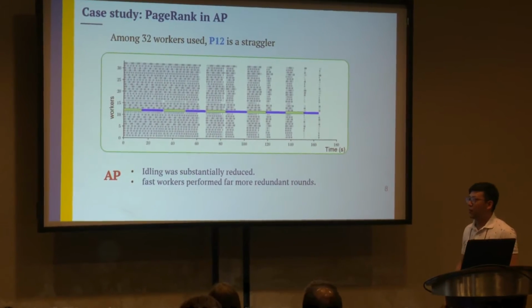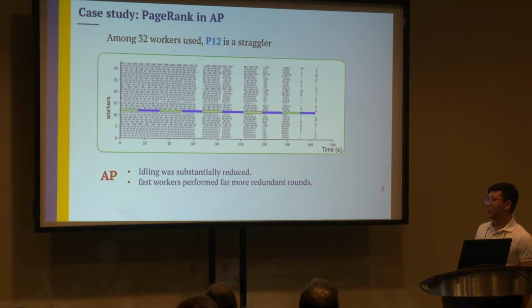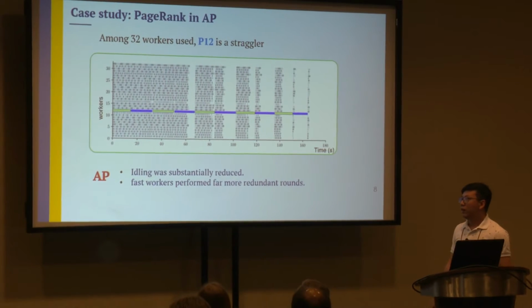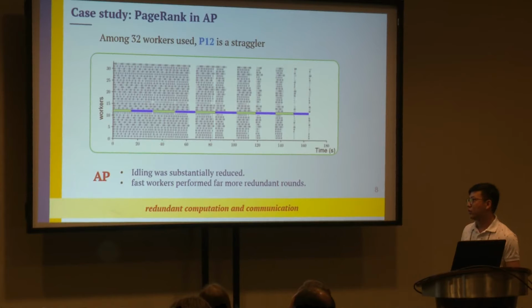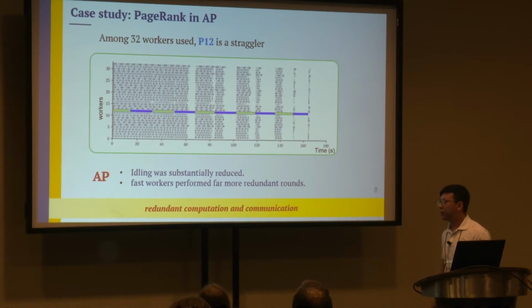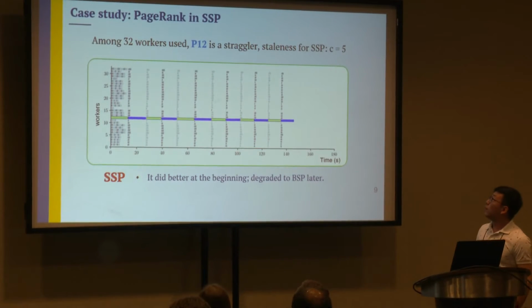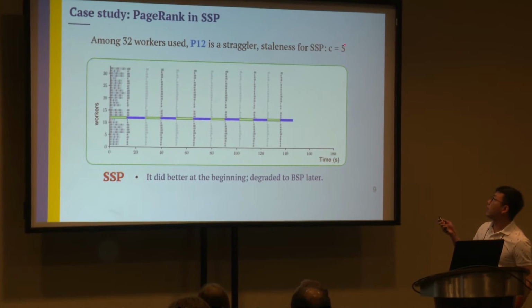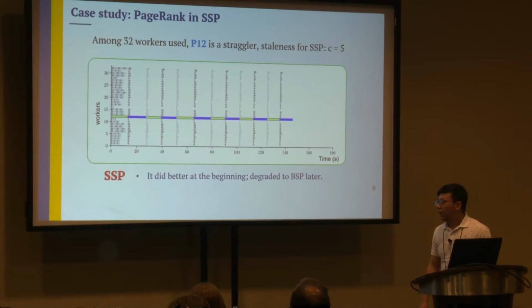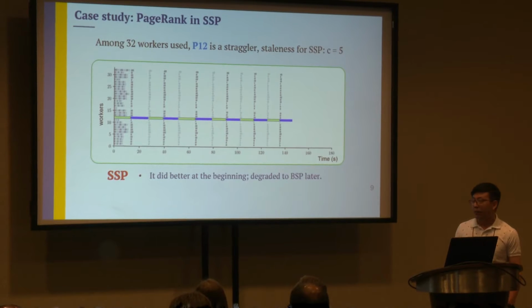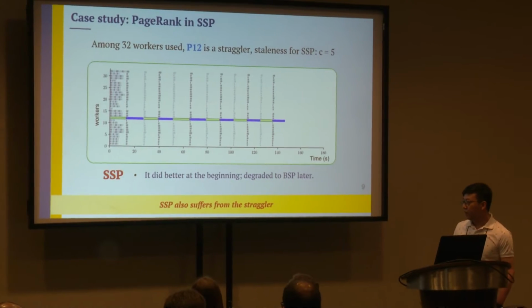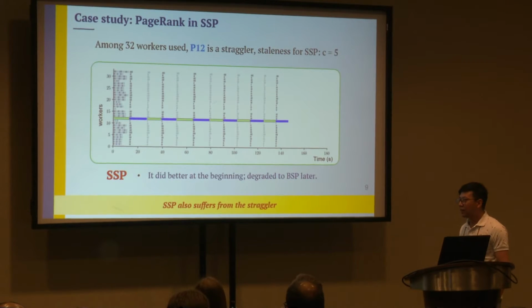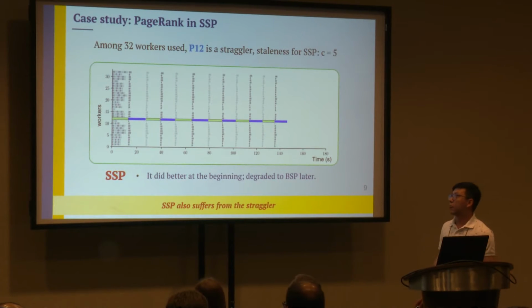AP did slightly better. The idling was substantially reduced. However, the faster workers performed far more redundant runs, so it suffers from redundant computation and communication. This is SSP, where the staleness is set to 5. It did better at the beginning, but it degraded to BSP later. So sometimes SSP also suffers from the straggler.